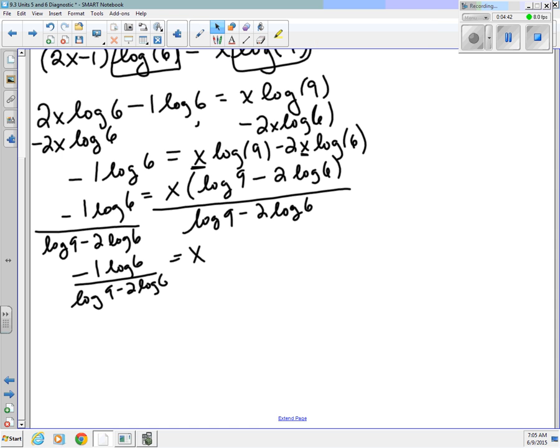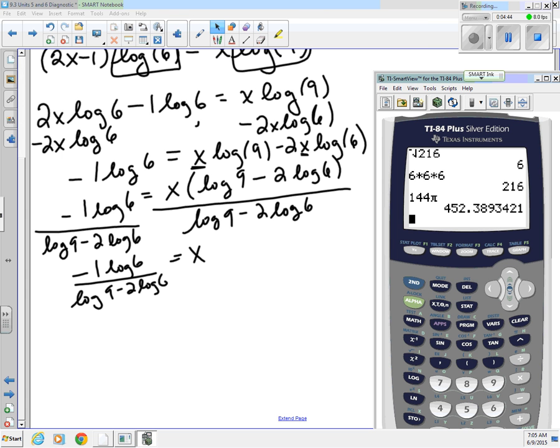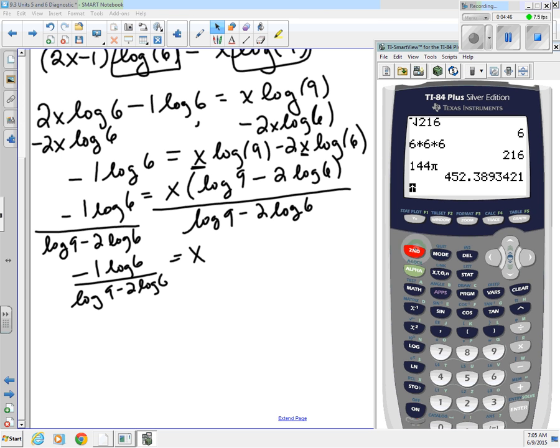And I believe I asked you to round this to the nearest hundredth. So on your calculator, you would have a calculator for a question like this on your final. I can press alpha, y equals, enter to produce a fraction. I think it's much easier to do it this way. -1 log 6 divided by log 9 minus 2 log 6.